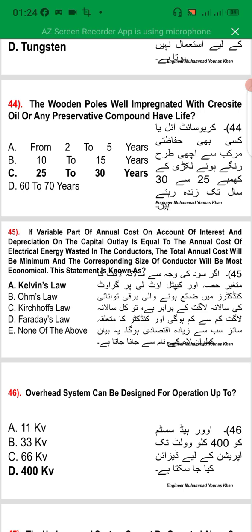The variable part of annual cost on account of interest and depreciation on the capital outlay is equal to the annual cost of electrical energy wasted in the conductors. The total annual cost will be minimum and the corresponding size of conductor will be most economical. This statement is known as Kelvin's law.